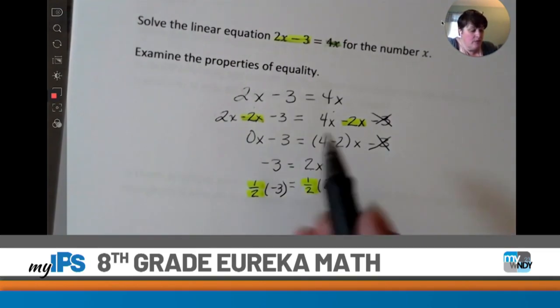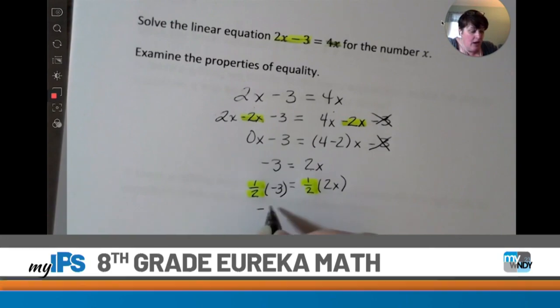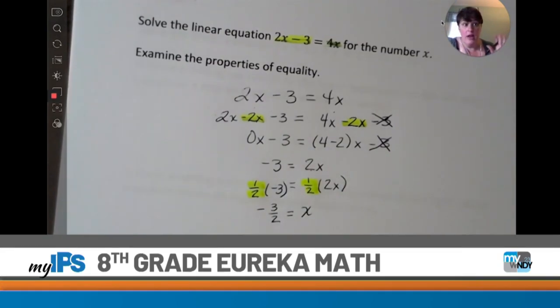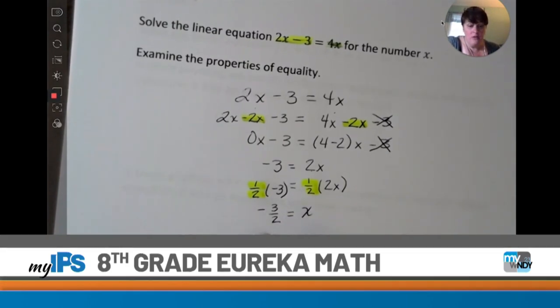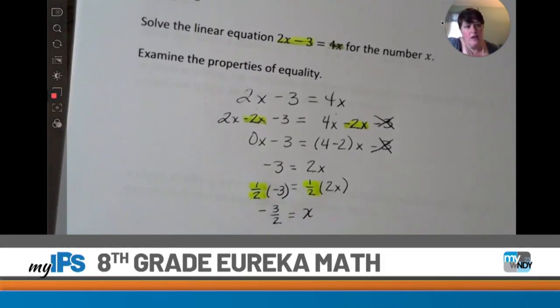1/2 times -3 is -3/2. That's equal to 1/2 times 2 would be 1, or 1x. Oh good, I have 1x. So I have a variable on one side and I have a constant on the other side. I think I'm set. Do I have to change that -3/2?